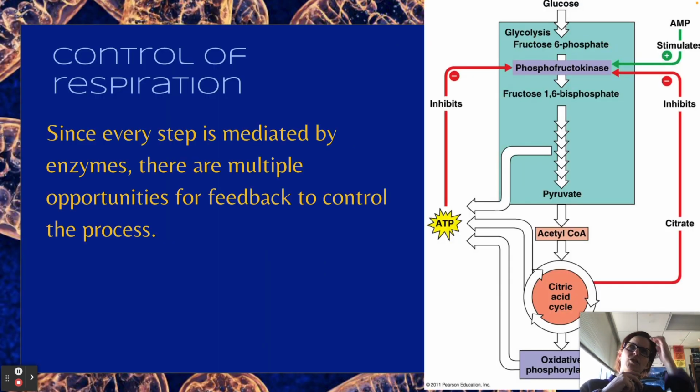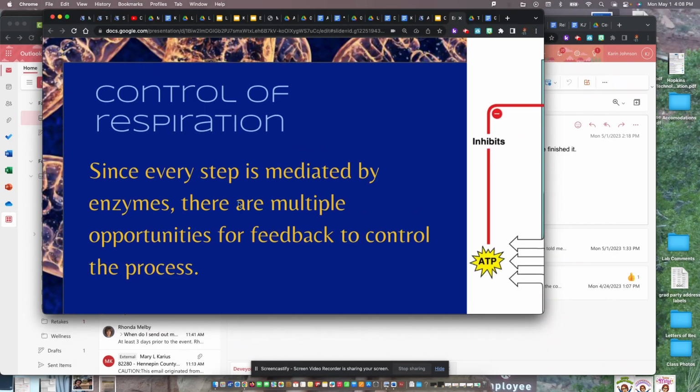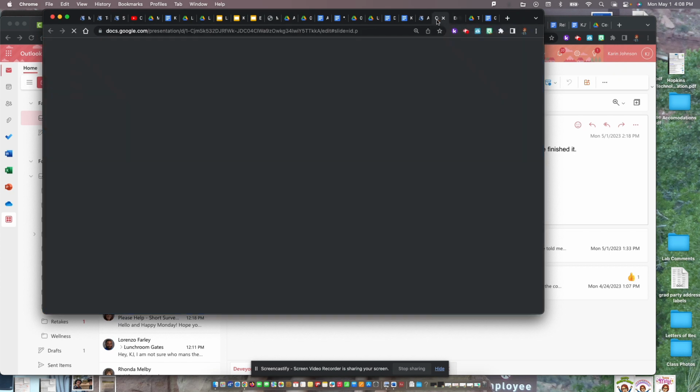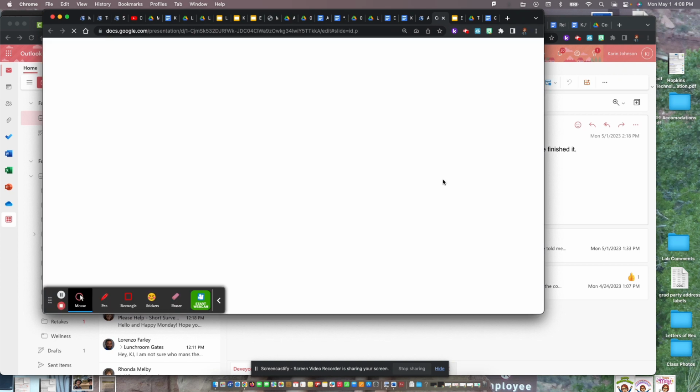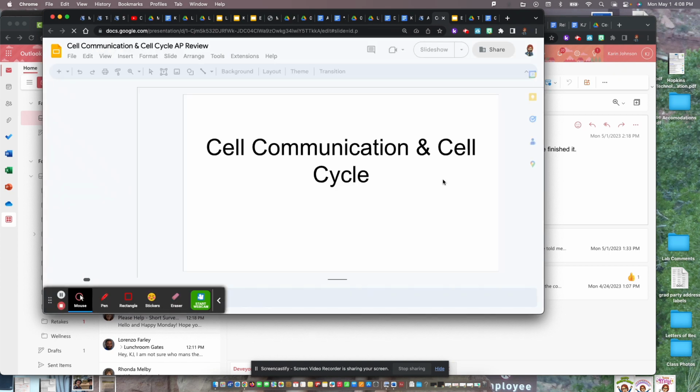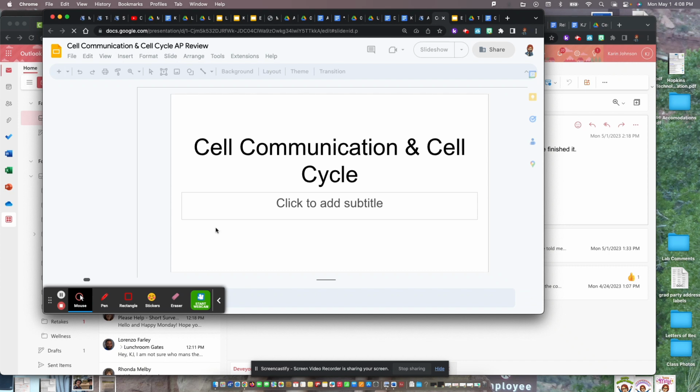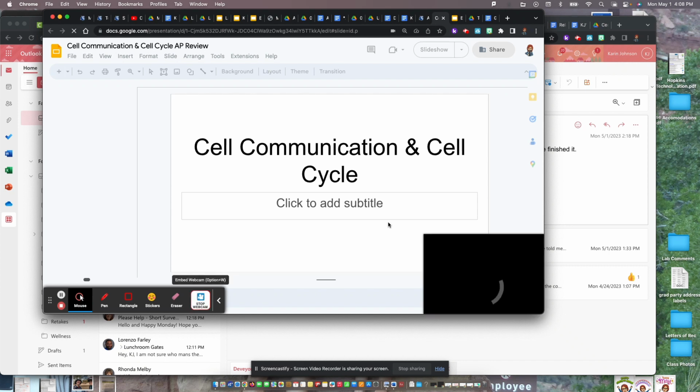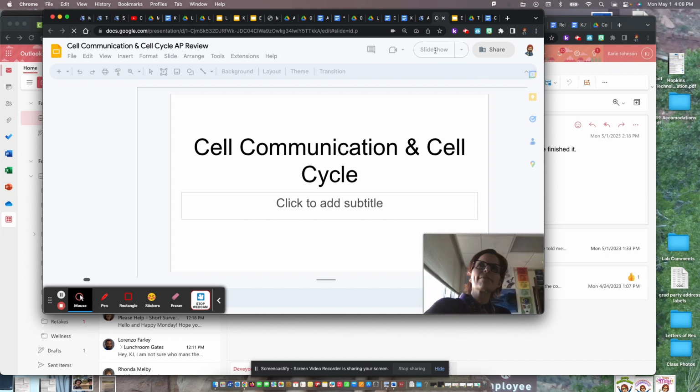Okay, and then again, this is just the idea that every step is mediated by enzymes, and if we want to stop the process, we can do positive or negative feedback for them. So it just depends what's going on, whether we need it. Okay, everybody, that is it for that unit. So that's unit 3. And now we're going to go ahead and do unit 4, which is cell communication and the cell cycle.